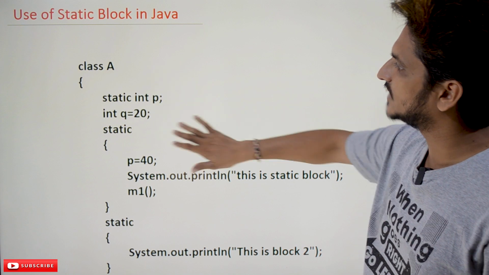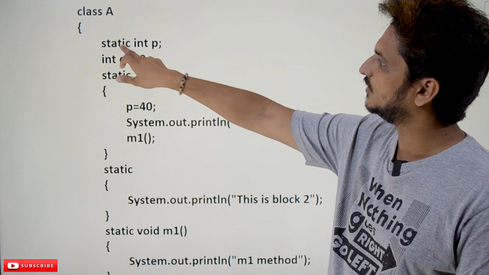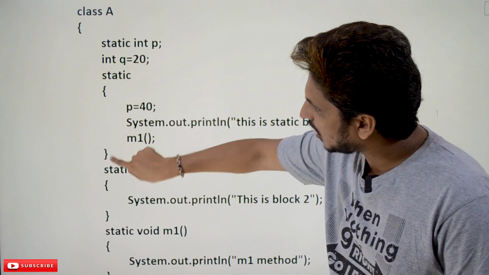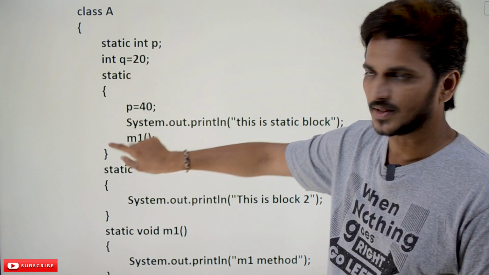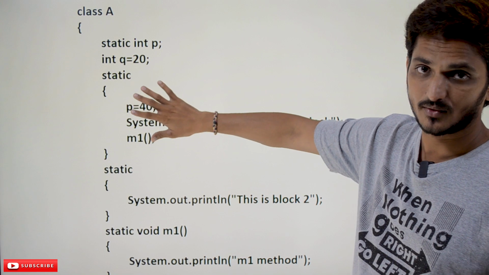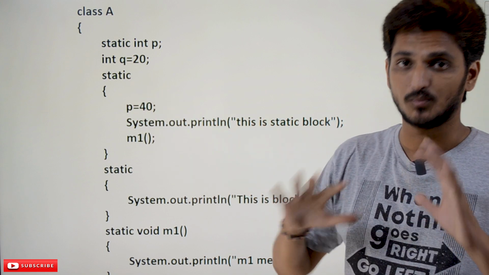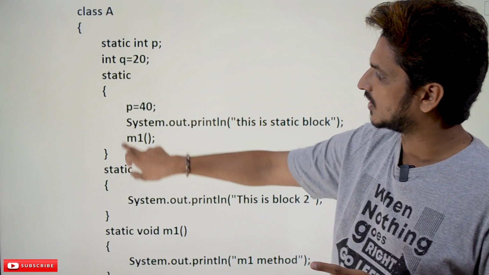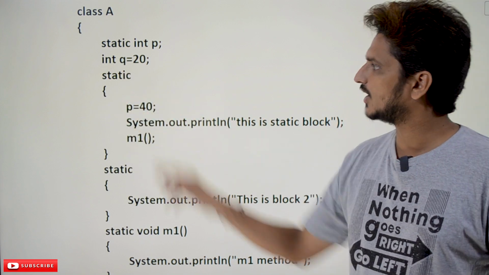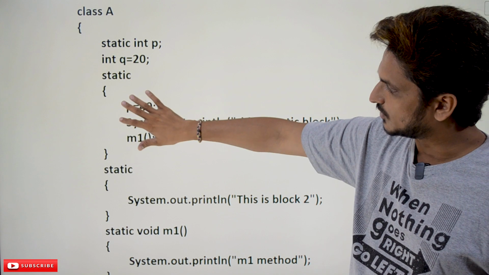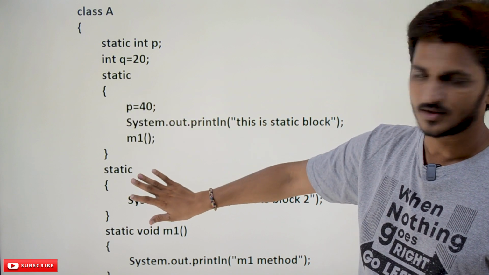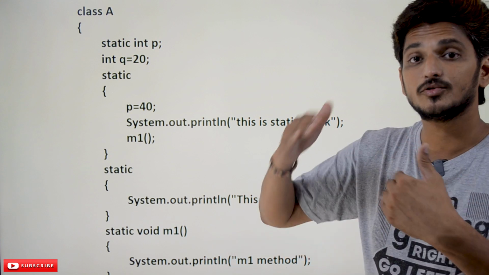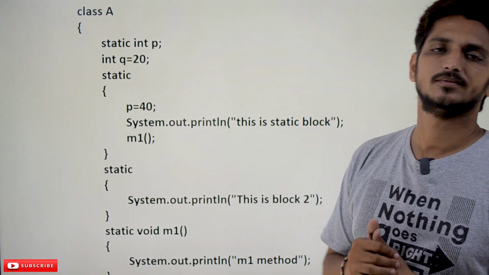Now coming to this example, class A, here we are having a static variable, instance variable. So a block of code, open brackets, close brackets. In between this, whatever you have written, that is what we call a block of code. This block of code is a static block. We have written the static keyword. This is one block. Another block of code we have written static, open brackets, close brackets. Any number of static blocks you can write.